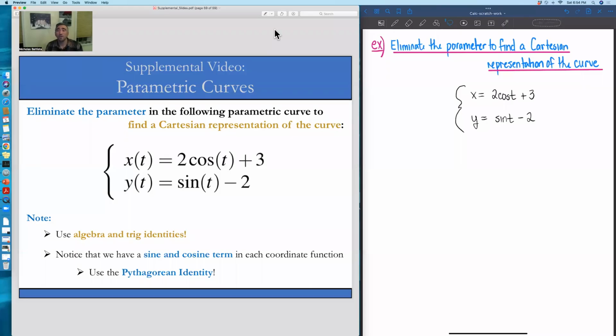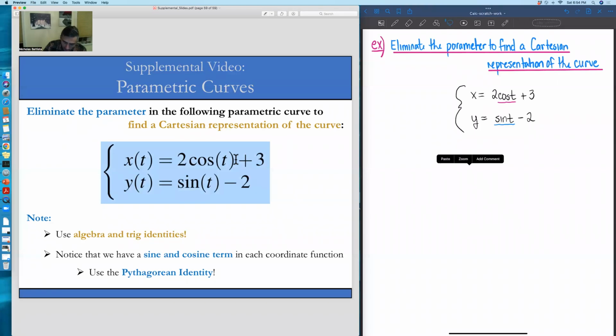In this example, we're going to eliminate the parameter to find a Cartesian representation of the following curve. What I like to notice is we have x fully in terms of one trig function, that trig function being a cosine of t, and y is equal to another trig function, sine of 2 minus t. There is one cosine with the x equation, one sine with the y equation.